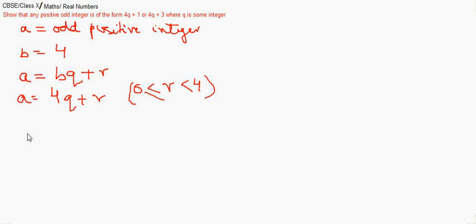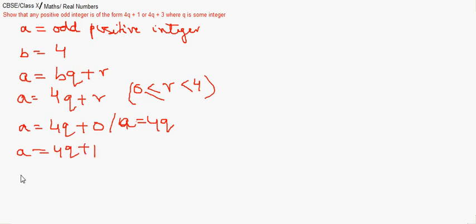So the possible values can be expressed as a is equal to 4q plus 0, that is 4q. So a is equal to 4q. The second possibility, 4q plus 1, or it can be 4q plus 2 or 4q plus 3, because r was between 0 and 3. Now a is an odd integer, so it cannot be equal to 4q.